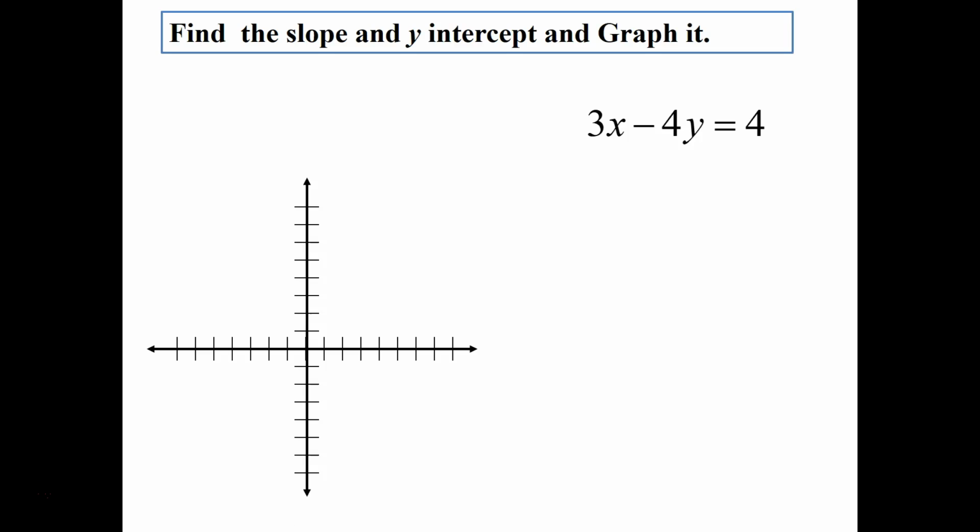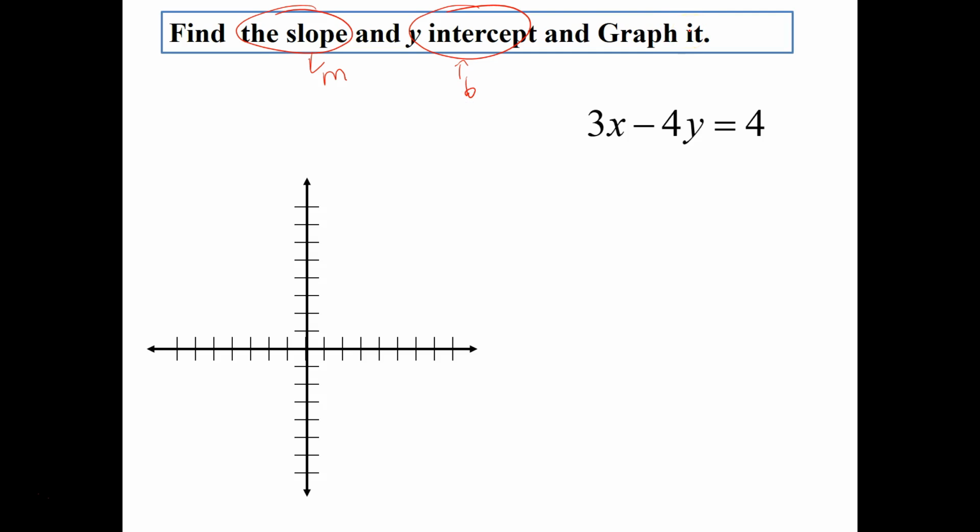In this video, we learn how to graph a linear equation by using the slope and the y-intercept. The question is: find the slope and y-intercept and graph it. There are three parts to the problem. Find the slope, m. Find the y-intercept, b. And graph the equation.